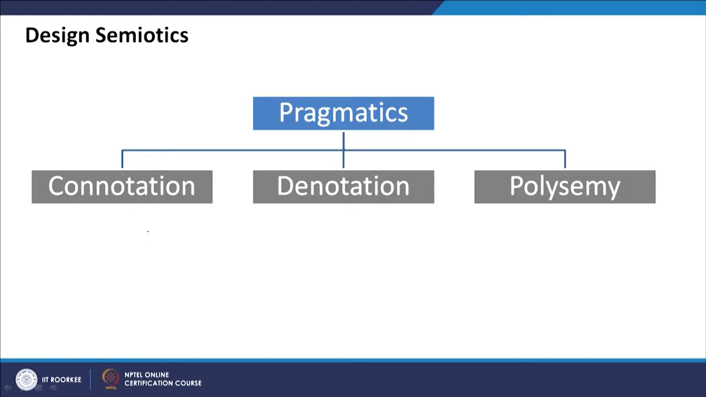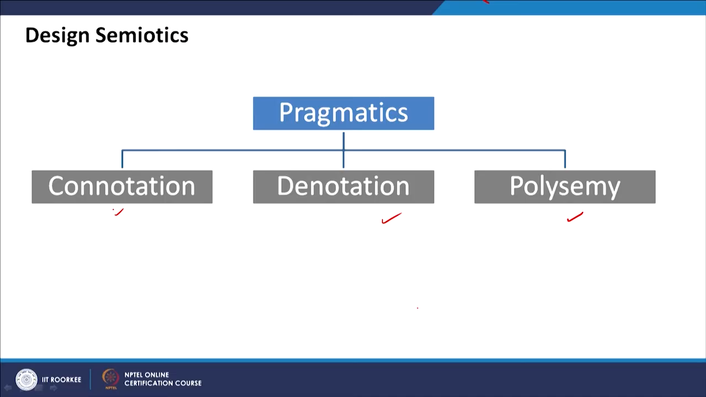Next part of semiotics is pragmatics, and within pragmatics there are three things: connotation, denotation and polysemy. As we have discussed, the pragmatics part is how people interpret the sequential part, which is the syntax, and the icons, which is the semantic part of semiotics. So the structure is the syntax, and the semantics is the icons, and how these two things are interpreted is the pragmatic part, where the user's perspective comes into the picture.